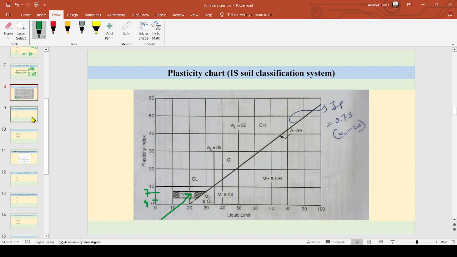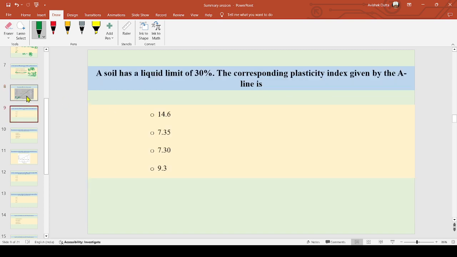Okay. So this chart is very important to understand, because based on this chart only we can classify the soil with their liquid limit and plasticity index. And the equation of the A line is also important. I have given one question with respect to this A line also. Yes, this is the question. A soil has a liquid limit of 30%. The corresponding plasticity index given by the A line is.